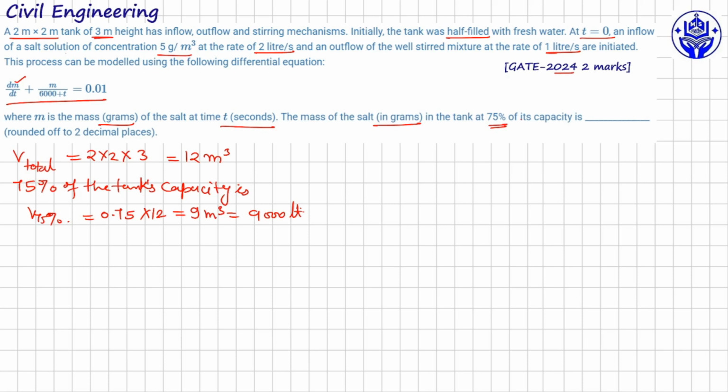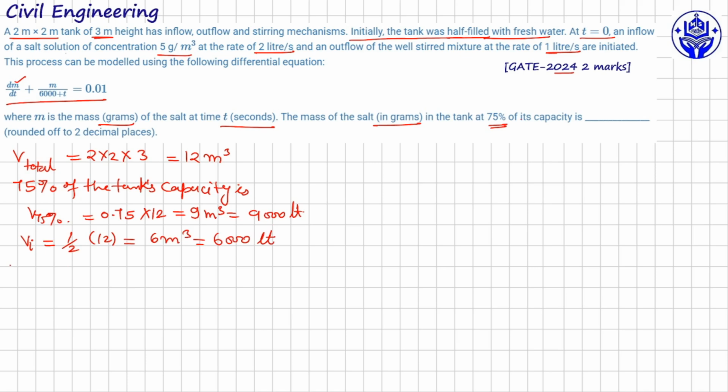Now here, initially the tank is half filled with fresh water. So if I find the initial volume V_I, it is half filled, so 1 by 2 of 12, that is 6 meter cube, and that is 6,000 liter.